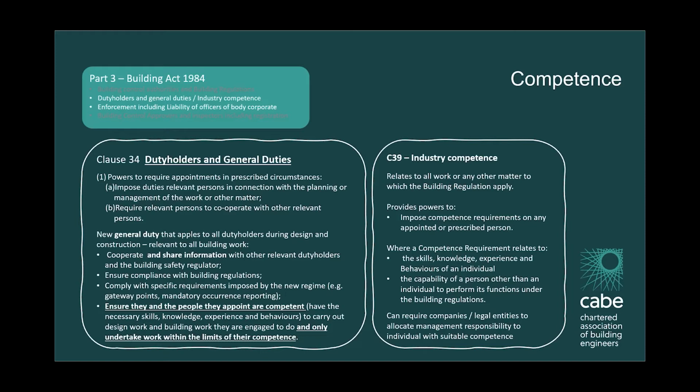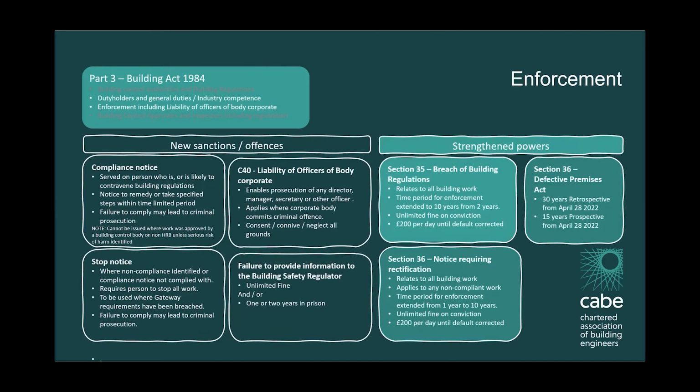And these are kind of very broad-based requirements that apply to everybody. And they're focused around coordination, communication, collaboration, compliance with the building regulations, managing the competence of people and the limits of competence of both individuals and organizations. And we'll come on to that later. Clause 39 looks at industry competence more widely, and it's not directly relevant, but it emphasizes the importance that the regulator is going to place on competence.